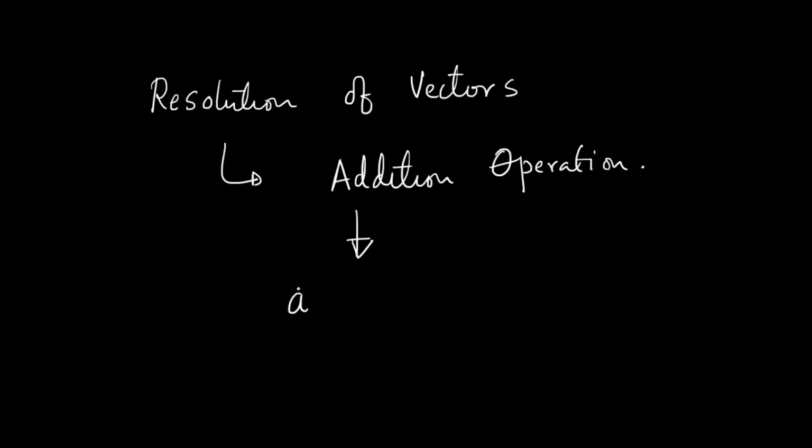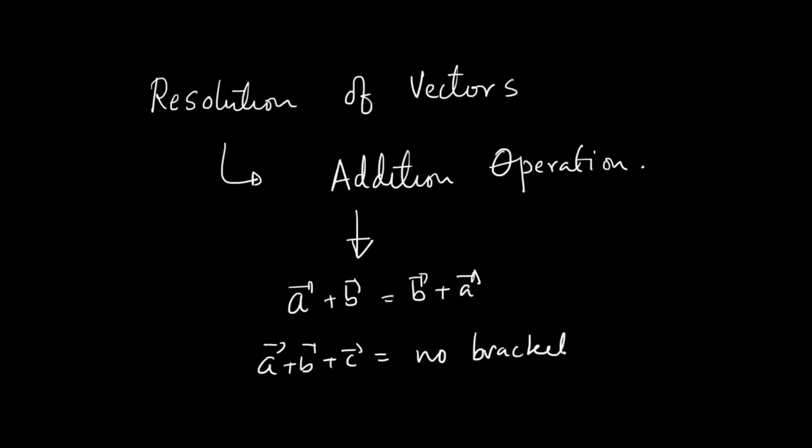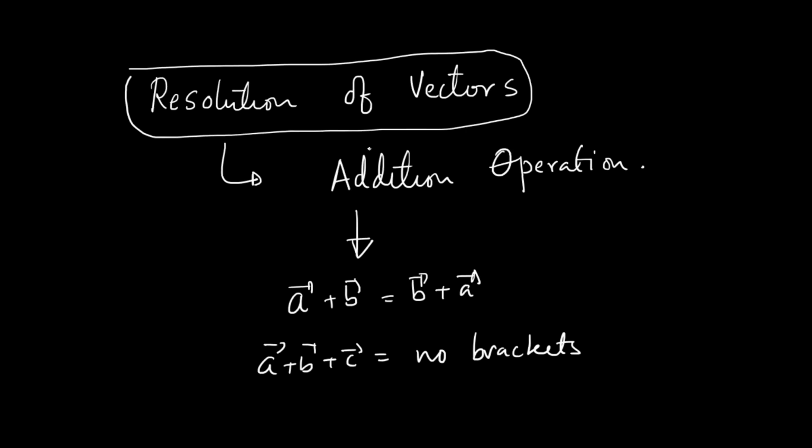That is, the fact that A plus B is equal to B plus A was beautifully exploited, and the associative property also. A plus B plus C plus D does not need any brackets. No brackets are required. Now this was exploited to make the addition and subtraction of vectors very efficient. We used to call it the resolution and addition of vectors.